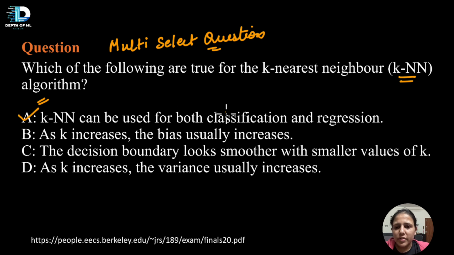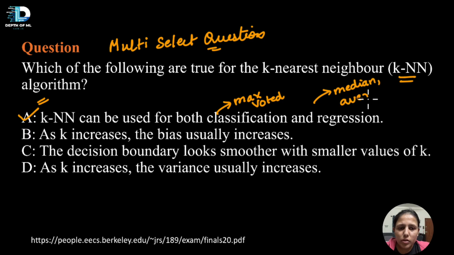So for classification, what we do is we take a max vote kind of a thing for predicting the class. And for regression, we take metrics like median or average or mean to get the regression values, right? So this is correct. A is correct, that KNN can be used for both classification and regression. Now they're saying as K increases, the bias usually increases.